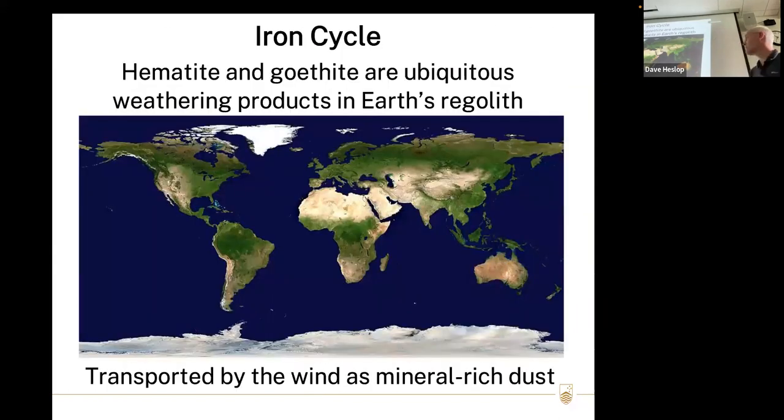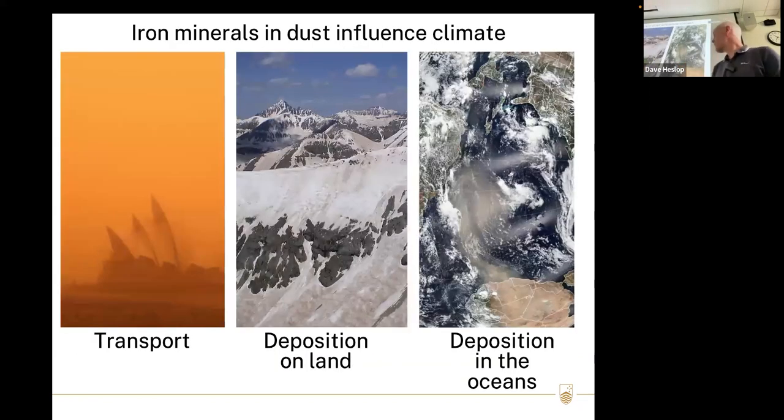Bringing it to the iron cycle, hematite and goethite are ubiquitous weathering products in the Earth's regolith. Again, when we look at satellite images of somewhere like North Africa, we can see these yellow and orange colors. I'm going to be talking about Australia as well, where you can see these slightly darker orange colors due to the hematite and goethite in the material. The wind picks up the dust and transports it through the atmosphere, generally referred to as mineral-rich dust. Now, this has a number of influences on climate during transport.